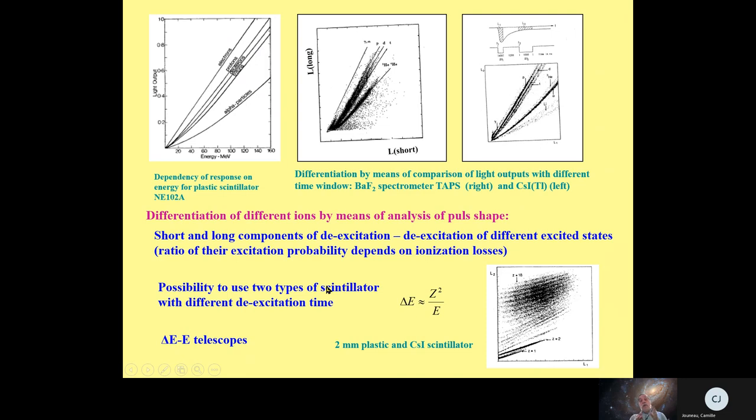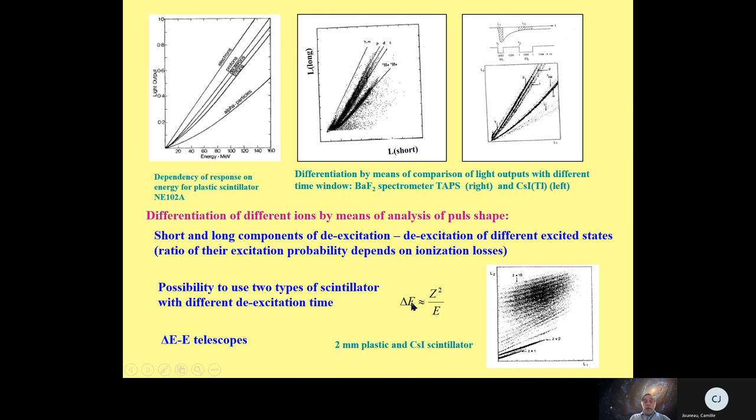It's also possible to use pulse shape discrimination of particles, not using a scintillation detector with two different excited states, but using two scintillators. That means you will use two scintillators with two thicknesses, and again it's possible to use the light output for one scintillator and for the second scintillator, and from the ratio it is possible to obtain information about this scintillation.